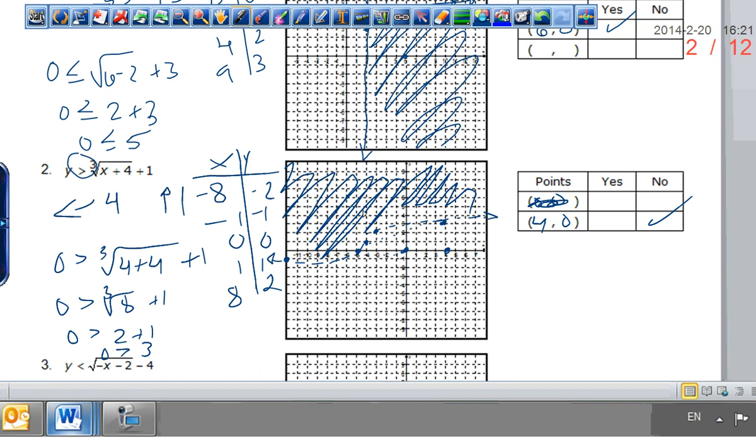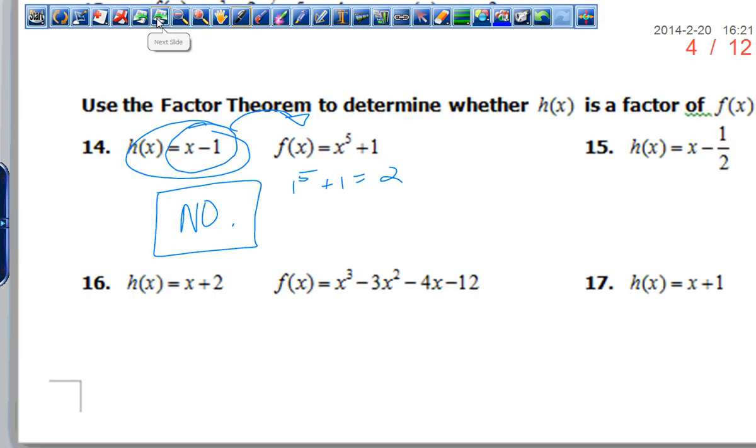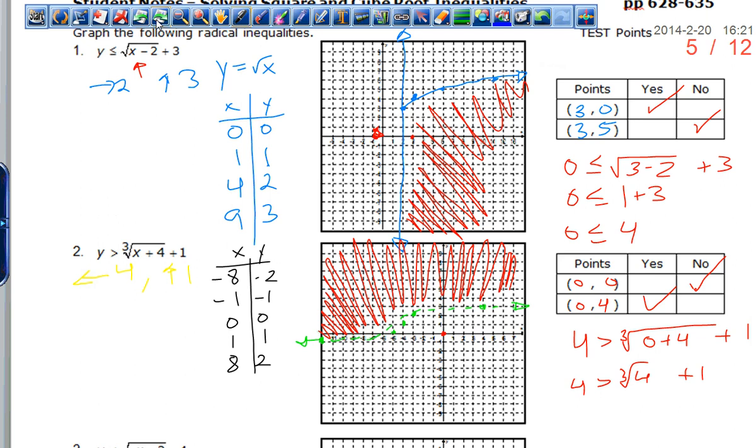Okay? I'm going to do 3 and 4, and so I want you to pause it. Try them by yourself, and then unpause it. All right. Let's see if I can find 3 and 4.